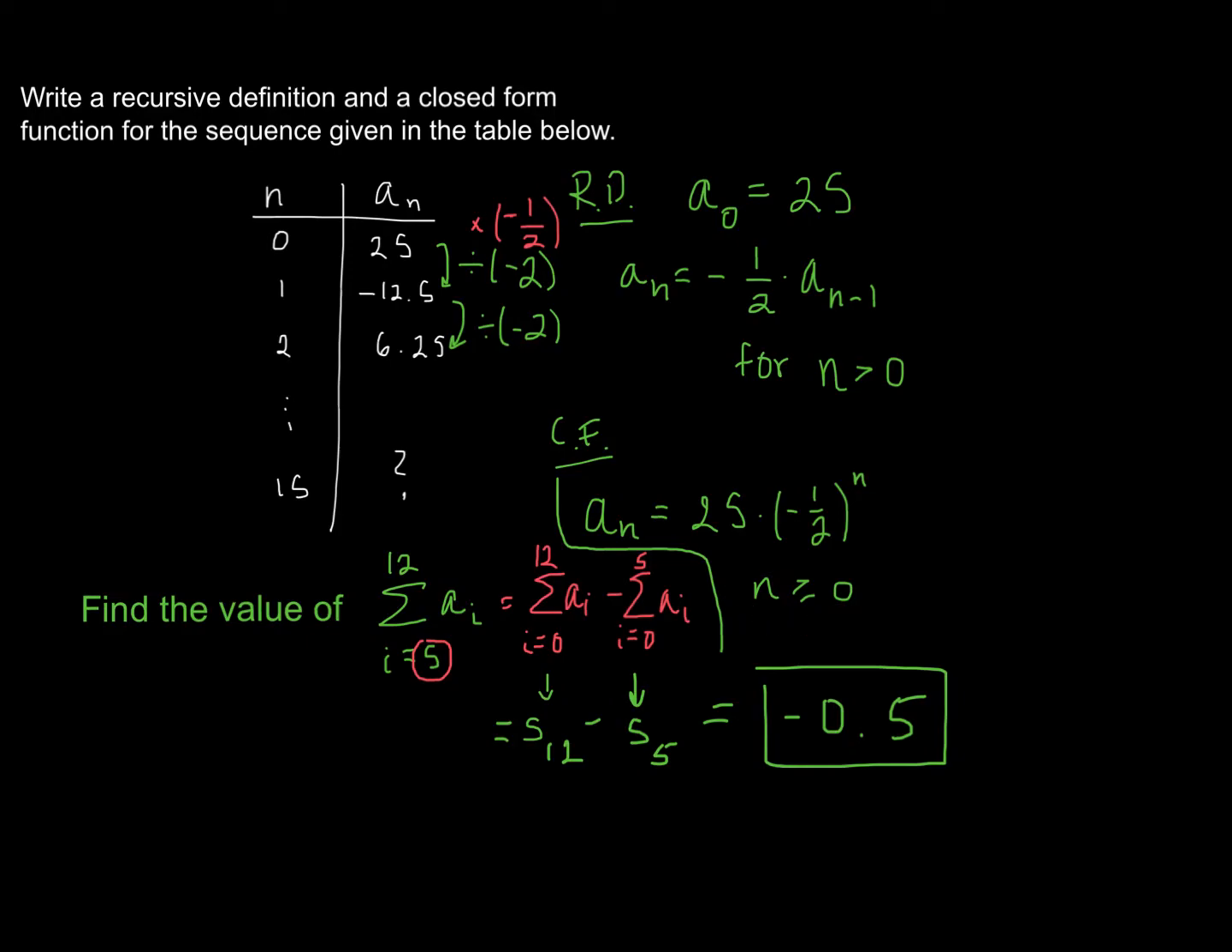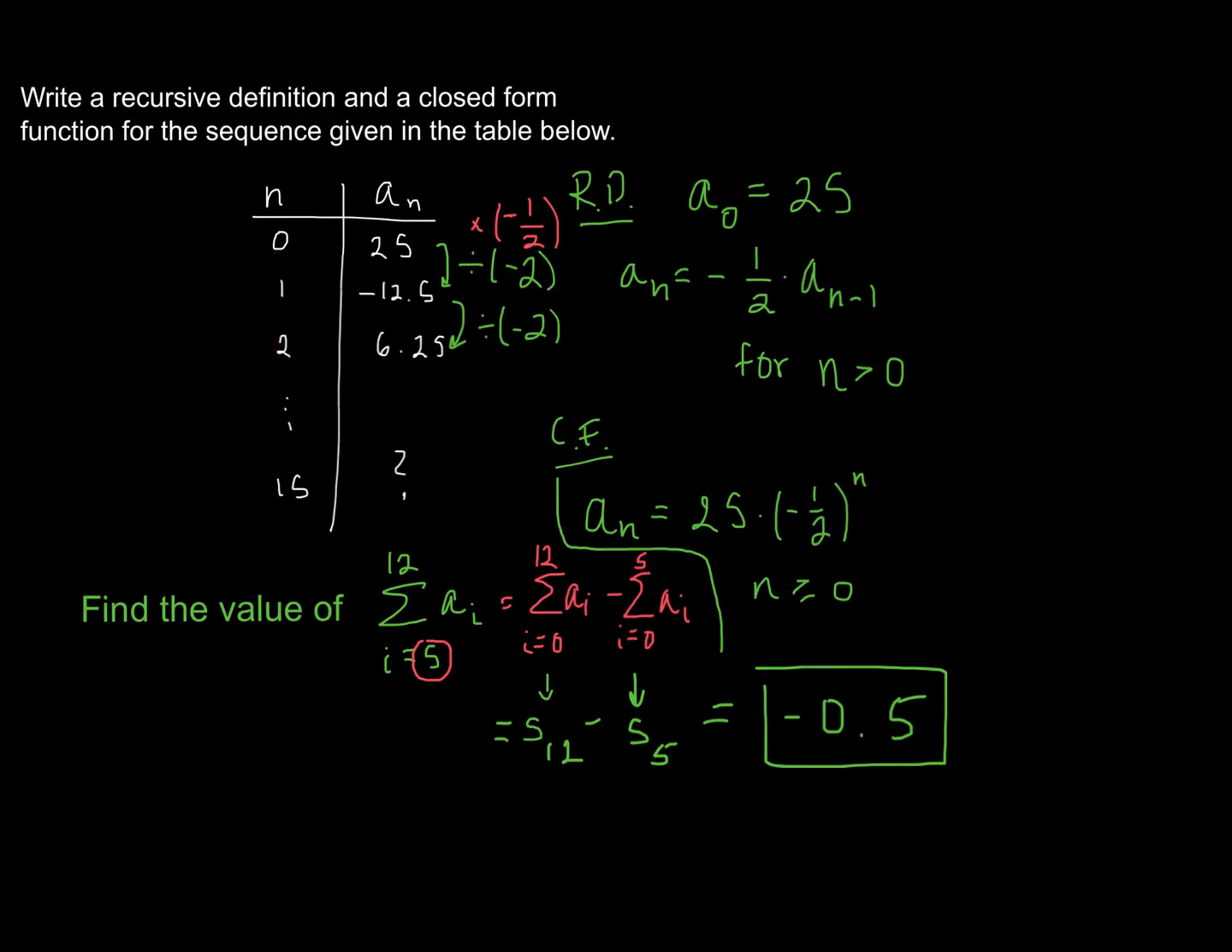The value of the sum of the 5th through 12th term. So what I want to think about here is that this is taking the terms 5, 6, 7, 8, 9, 10, 11, 12, and adding them all up. How am I going to figure that out? Well, if you think about it, I'm taking the first 12 terms and subtracting away the 0th term, first term, second term, third term, fourth term.